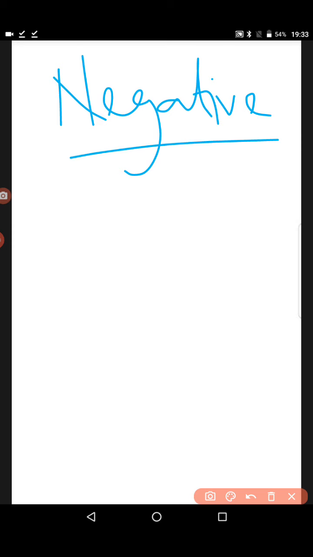Okay. Let's look at negative rationals now. Negative rationals are just the opposite of positive rationals. That means they should have different signs.